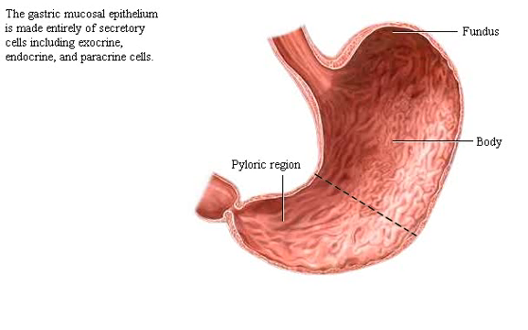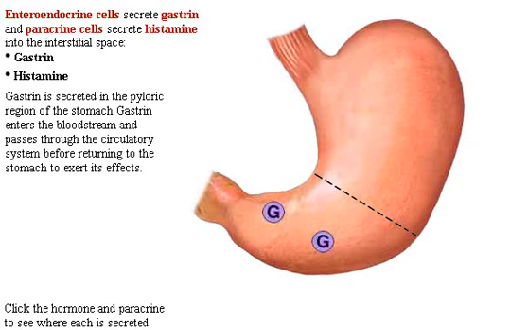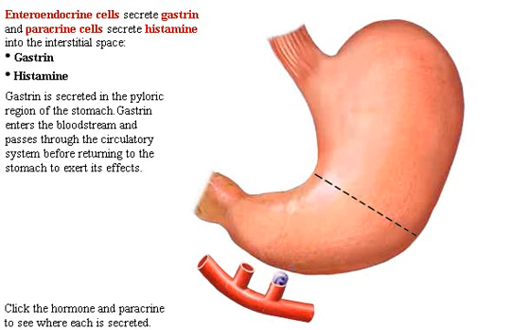Enteroendocrine cells secrete gastrin, and paracrine cells secrete histamine into the interstitial space. Click the hormone and paracrine to see where each is secreted. Gastrin is secreted in the pyloric region of the stomach. Gastrin enters the bloodstream and passes through the circulatory system before returning to the stomach to exert its effects.